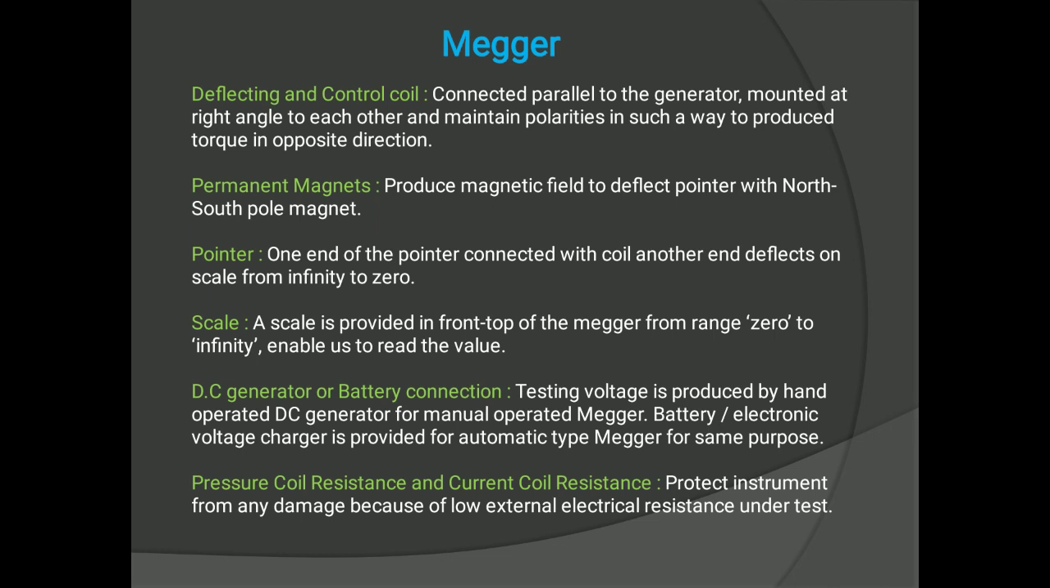Now, the compensating coil is connected to obtain better scale proportions. A guard ring is provided to shunt leakage current over the test terminals or within the instrument itself. The terminal G is known as the guard terminal, provided by means of which the guard can be connected to a guard wire on the insulation under test. The test voltage generated by the generator is usually 250, 500 or 1000 volts.